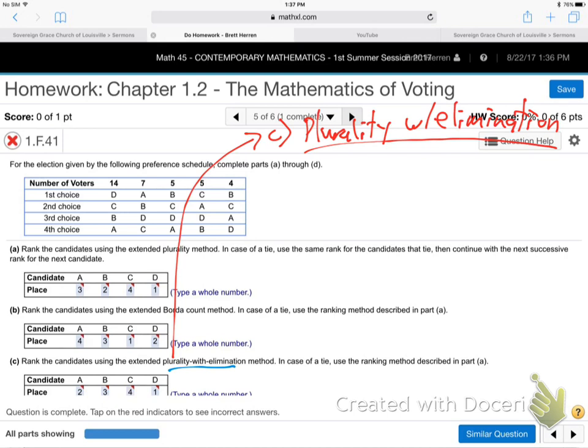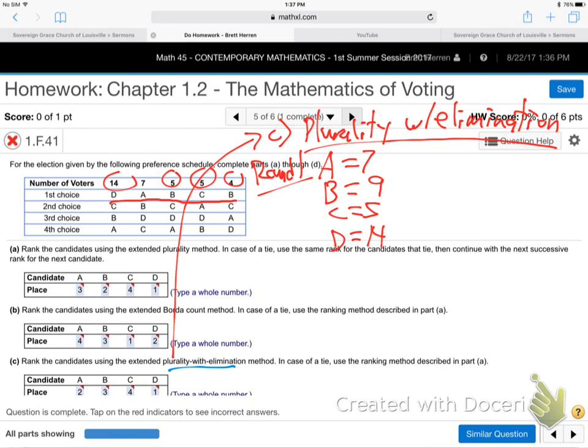And the word plurality, what does that mean? First choice only. Whenever you see plurality with anything, that means just first place. They don't care about second, third, or fourth. So I'm just looking right here, and I'm saying, okay, here comes round one. Round one, we got A, B, C, and D. A got 7. This is just like what we did up in the plurality method. At least round one is the same. B got 5 and 4, 9. C got just the 5, and D got the 14.